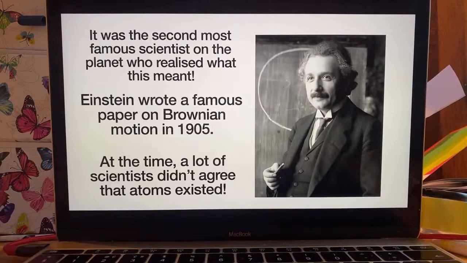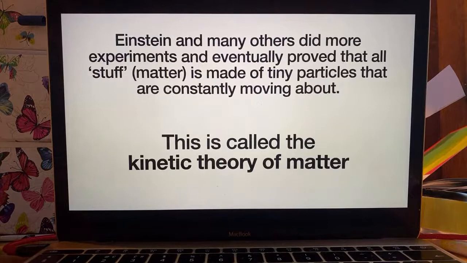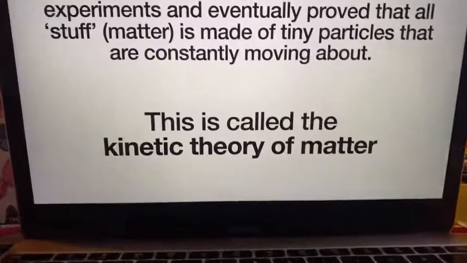say, at the time, a lot of scientists didn't agree that atoms even existed. Einstein and many others did more experiments and eventually proved that all stuff, like matter, just means stuff, is made of tiny particles that are constantly moving about. And this is called the kinetic theory of matter. Again, such a terrifying phrase for such a beautiful, simple fact. The kinetic theory of matter.